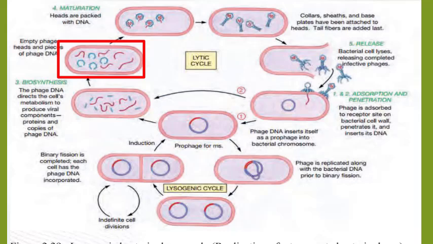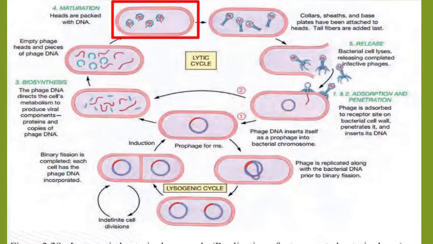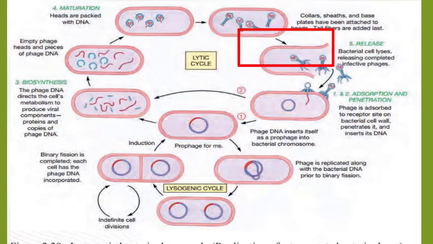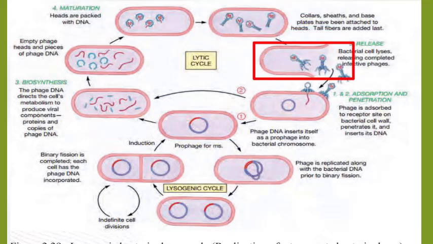and cell lysis. That means the phage DNA directs the cell's metabolism to produce viral components like proteins and copies of phage DNA. Certain protein molecules assemble and produce empty phage heads. Phage heads and pieces of DNA molecule are assembled together. Then collars, chassis, and base plates are attached to heads. Tail fibers are added lastly. Then lastly, bacterial cell lysis to release completed infective phages.